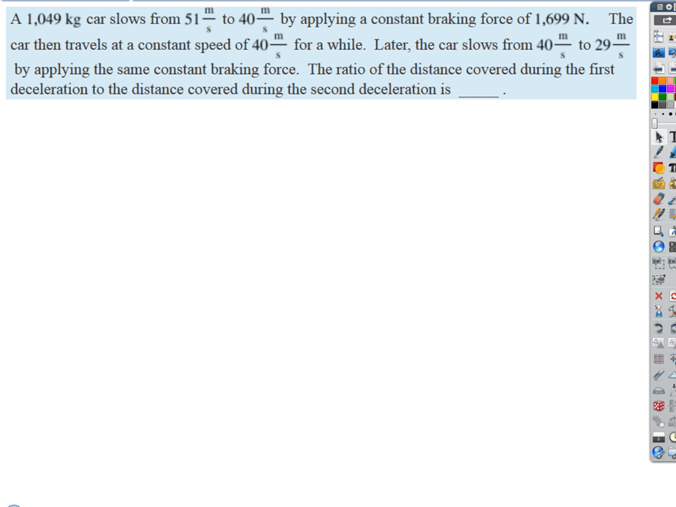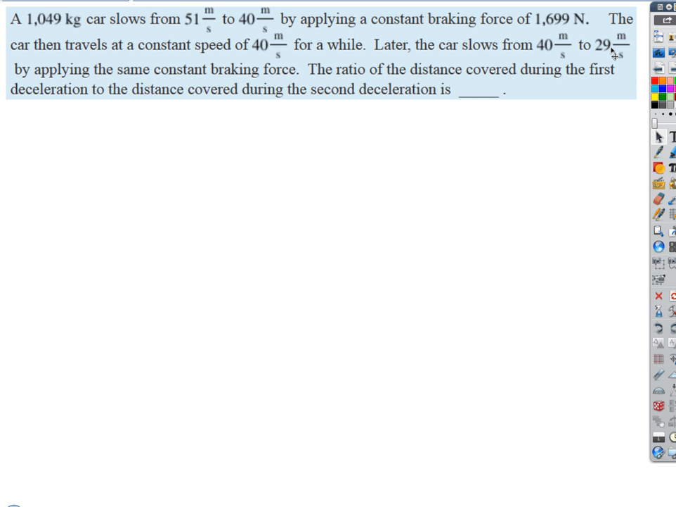Okay, so how about this? We got this 1,049 kilogram car, slows from 51 meters per second to 40 meters per second by applying a constant braking force, so uniform acceleration, of 1,699 newtons. The car then travels at a constant speed of 40 meters per second for a while. Later, the car slows from 40 meters per second to 29 meters per second by applying the same constant braking force. The ratio of the distance covered during the first deceleration to the distance covered during the second deceleration is what? So how are we going to do this?